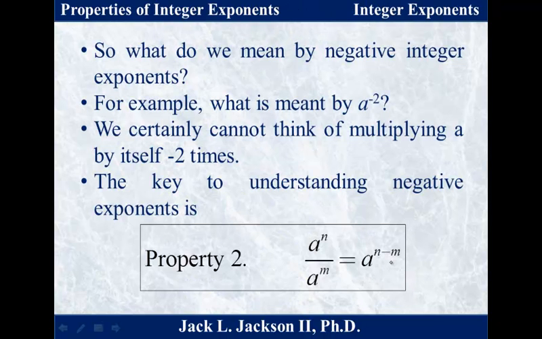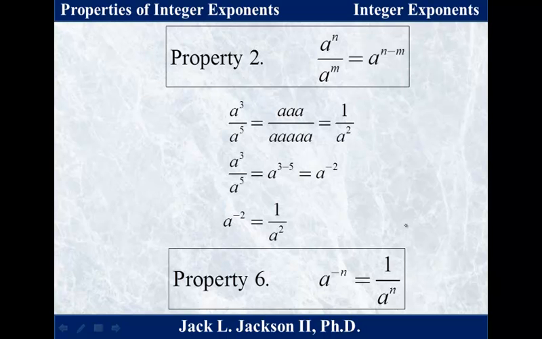So what do we mean by a negative integer exponent? For example, what's meant by a to the negative 2? We can't think of it as simply multiplying a by itself negative 2 times. That doesn't work. But the key is understanding this through property 2: a to the n over a to the m is a to the n minus m. So I'm going to do a to the third over a to the fifth two different ways.